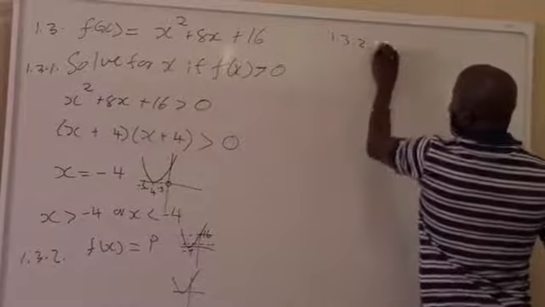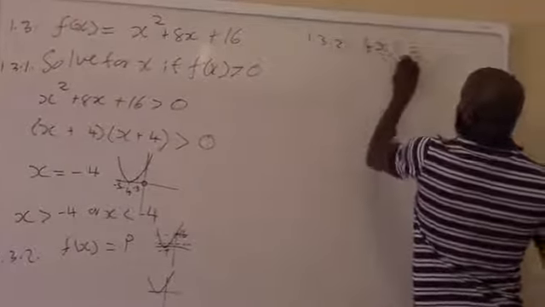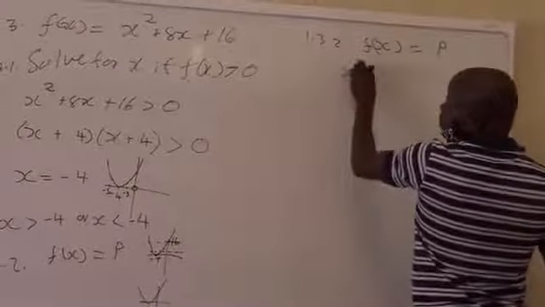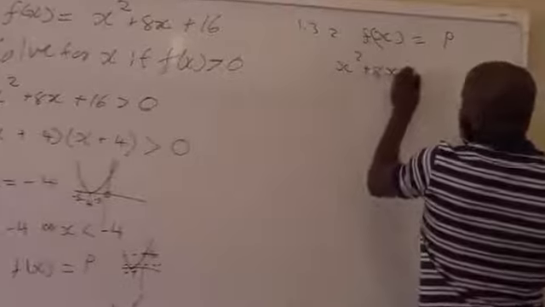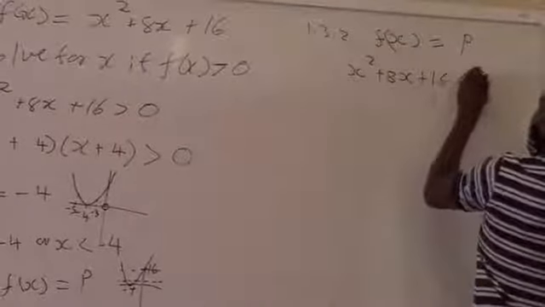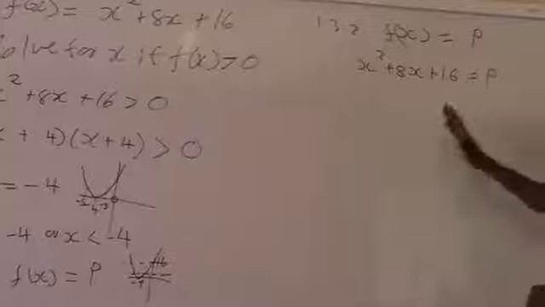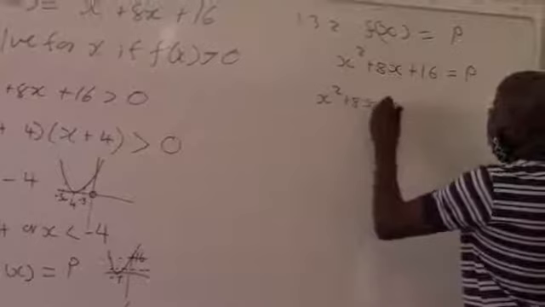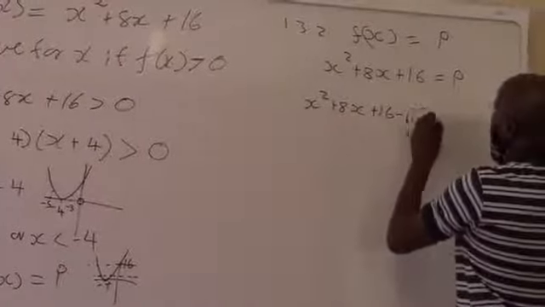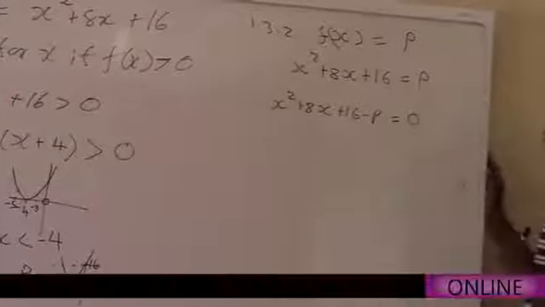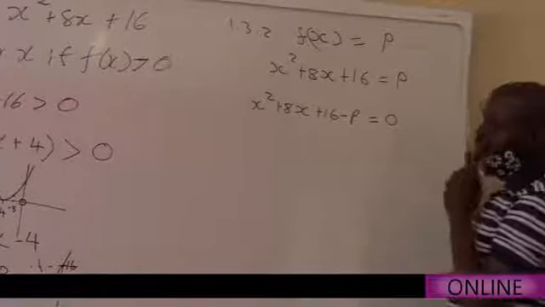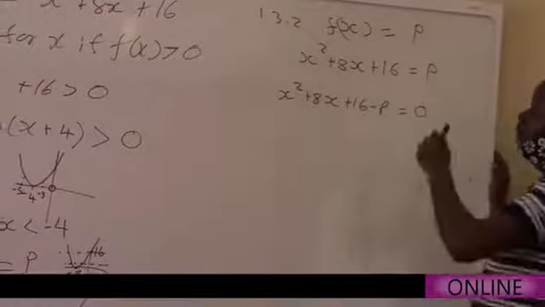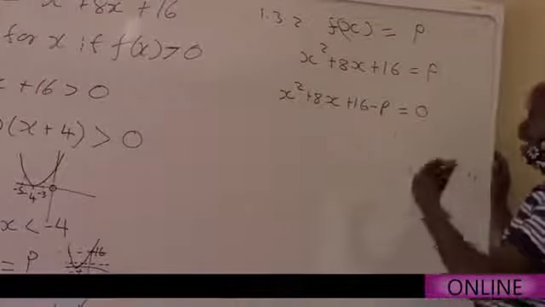So then 1.3.2, f of x is equal to p, which in this case happens to be x squared plus 8x plus 16 is equal to p. Then transpose the p, so we have x squared plus 8x plus 16 minus p is equal to 0. Now, when the roots have to be negative, we know it should not go above 16. It should be just there at the 16.